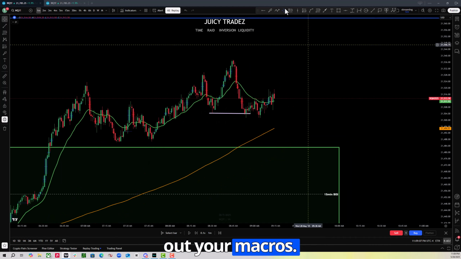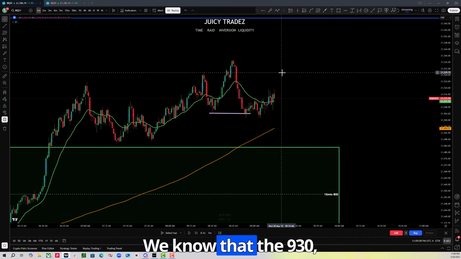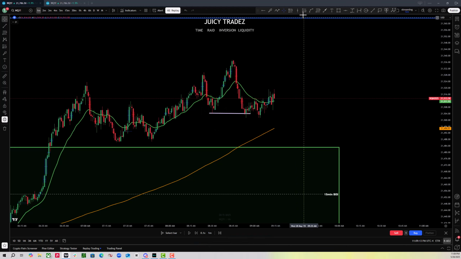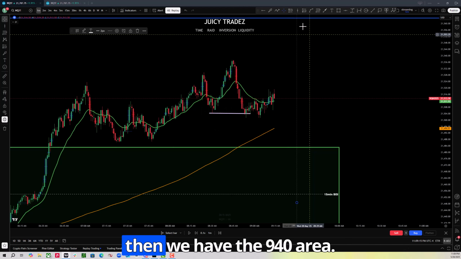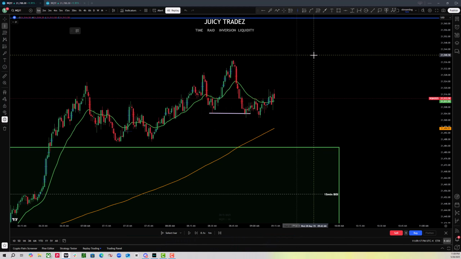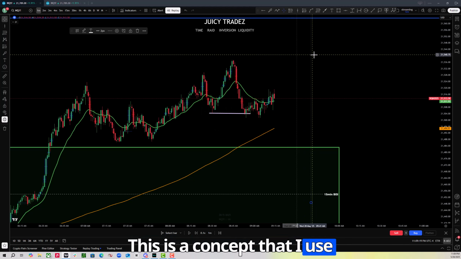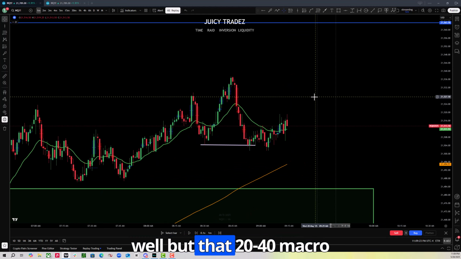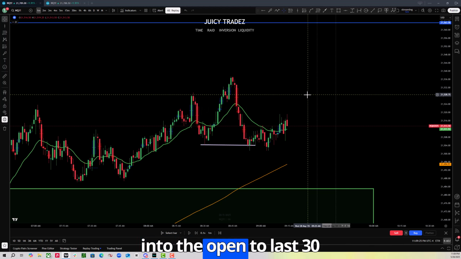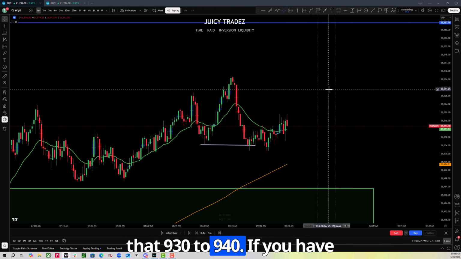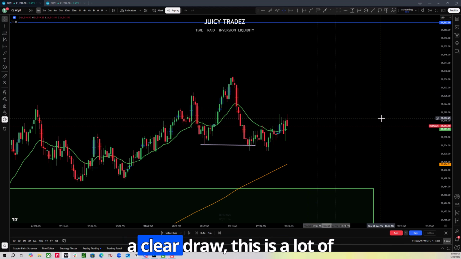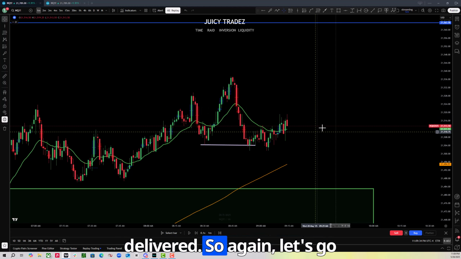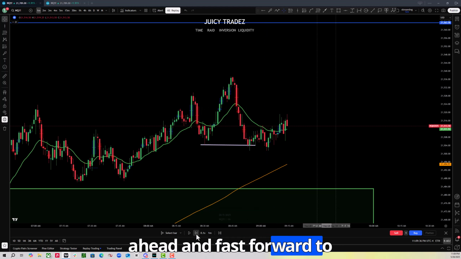So mark out your macros. We know that the 930 area here. Sorry, this is the 930 area. And then we have the 940 area. This is a concept that I use, and I've not seen too many people use this as well, but that 20 to 40 macro into the open, the last 30, that 930 to 940, if you have a clear draw, this is a lot of times where this will be delivered, right? So again, let's go ahead and fast forward to this area here.